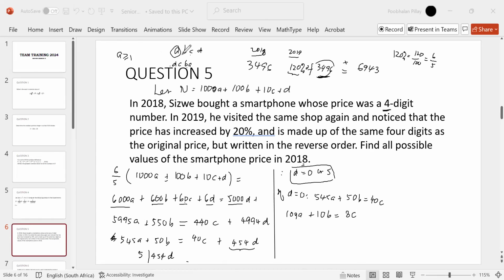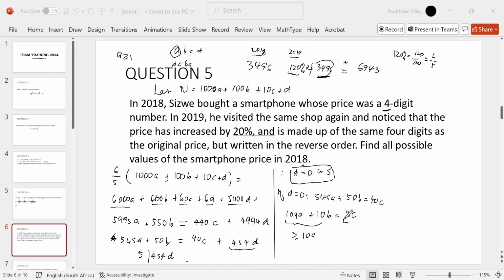Because your original price is a 4-digit number, you can't have a 0 there. So what does this mean? It means the left-hand side is greater or equal to 1, and this is a digit. So this whole thing here is greater or equal to 109 times 1. This may be 0, but whatever it is, both are positive numbers, and this is greater or equal to 1.